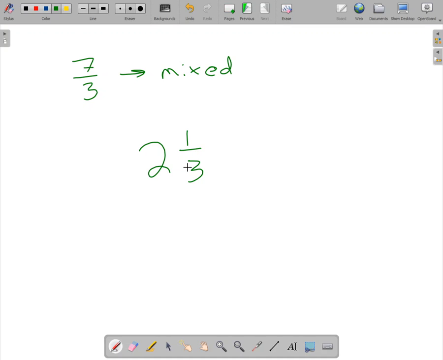Okay. If it's not obvious looking at it, then just whip out your long division. 3 goes into 7 how many times? 3 goes into 7 twice. 2 times 3 is 6. 7 minus 6 is 1. So instead of saying remainder 1, we're just going to say it's 2 and 1/3. Where's the 3 come from? Right here.